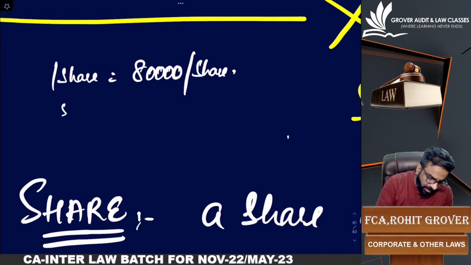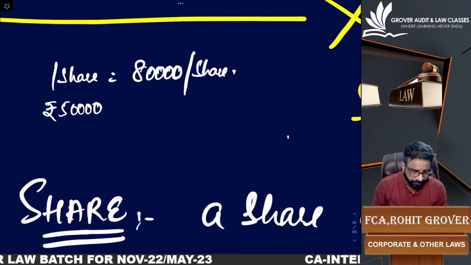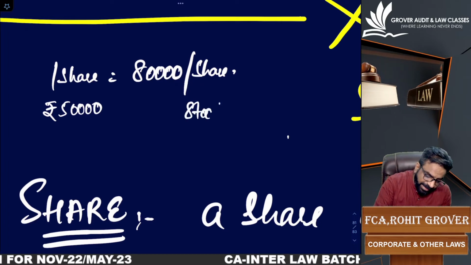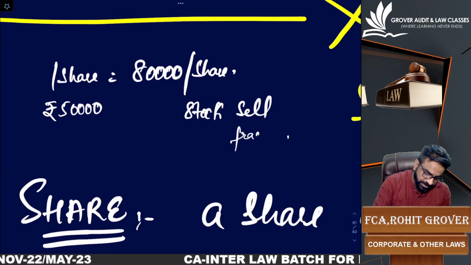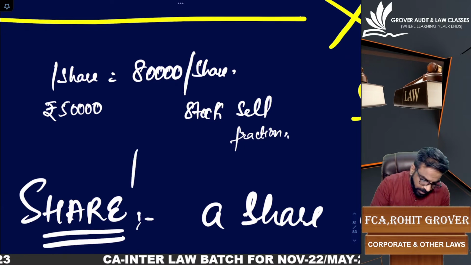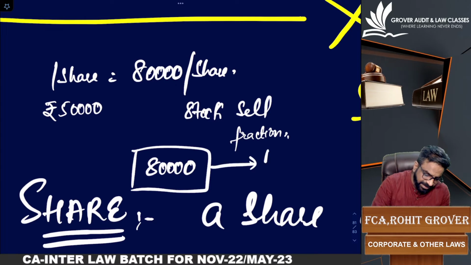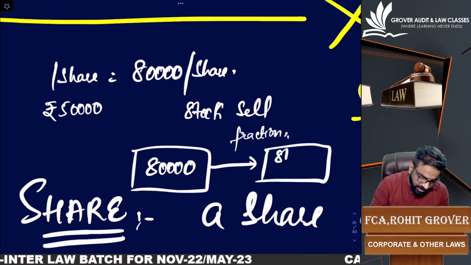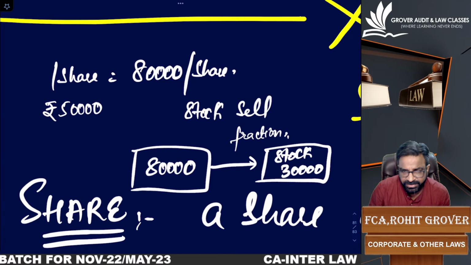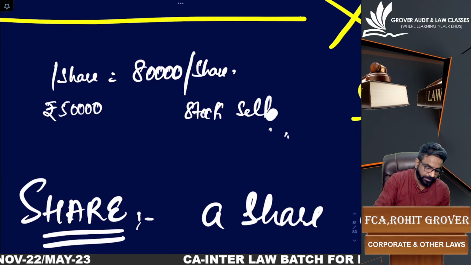Now, you are in need of 50,000 rupees right now urgently. Can you sell a fraction of your share, or you have to sell the complete share? Complete share. But in the stock, I can sell fractions. Now tell me, on my stock, was par value there or only the amount was written? Par value is not there. I have one stock of 80,000 of MRF. I can sell this stock and I can get another stock certificate of 30,000, and 50,000 rupees the company will pay me in cash. So tell me one thing, what can be sold in fractions? What cannot be sold in fractions? Stock can be sold in fractions.